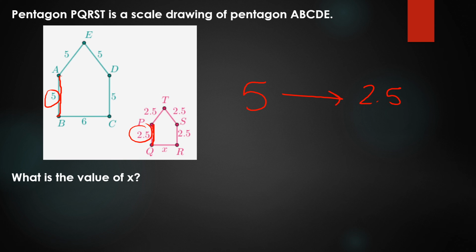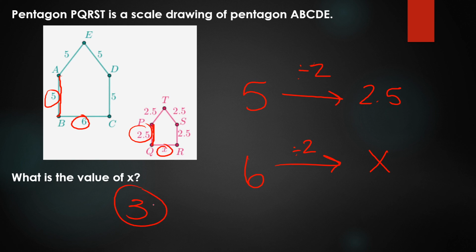Okay, so I want to think, well, what math am I doing here to get from that 5 to 2.5? Well, I know that 2.5 is half of 5, right? If I were to cut 5 in half, I get 2.5, which means that I am dividing here by 2. 5 divided by 2 gives me that 2.5. So when I look at the bottom here, 6 and x, I'm going from a 6, and I'm going to end up at this x number. Since I divided by 2 up here, I'm going to divide by 2 down here. 6 divided by 2 gives me 3, which means that 3 is the value of x.